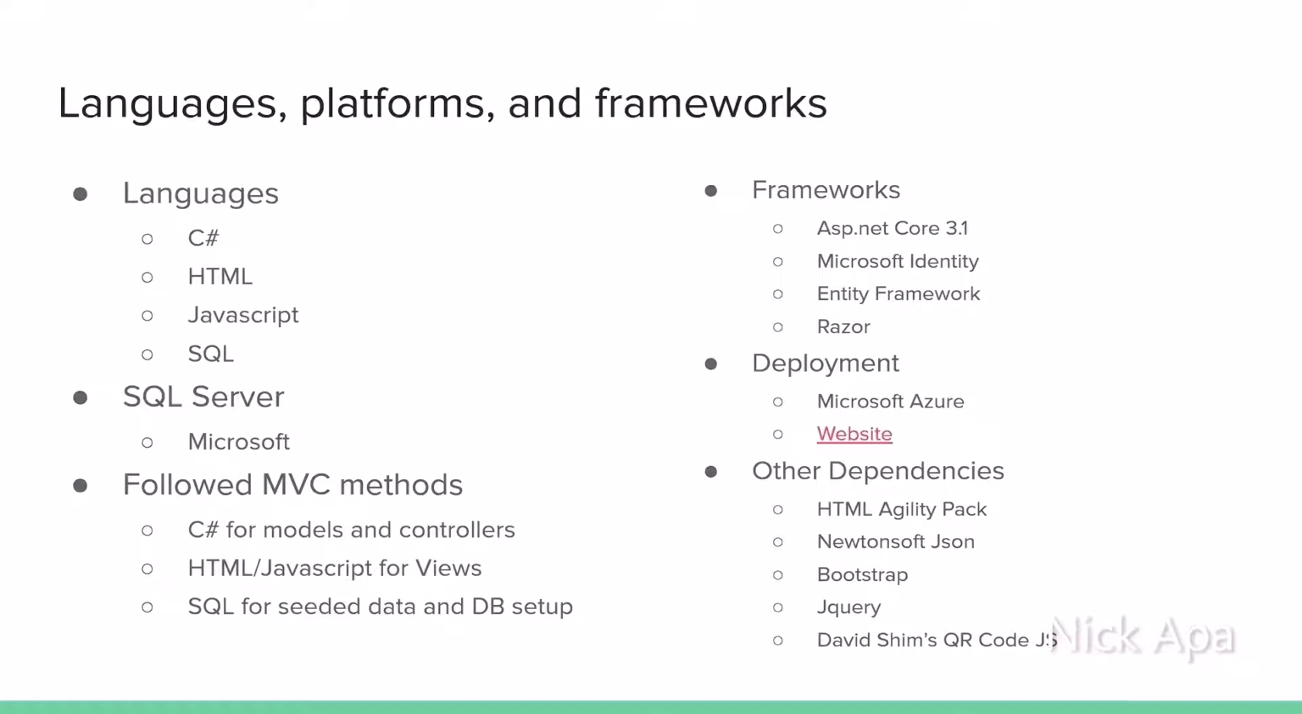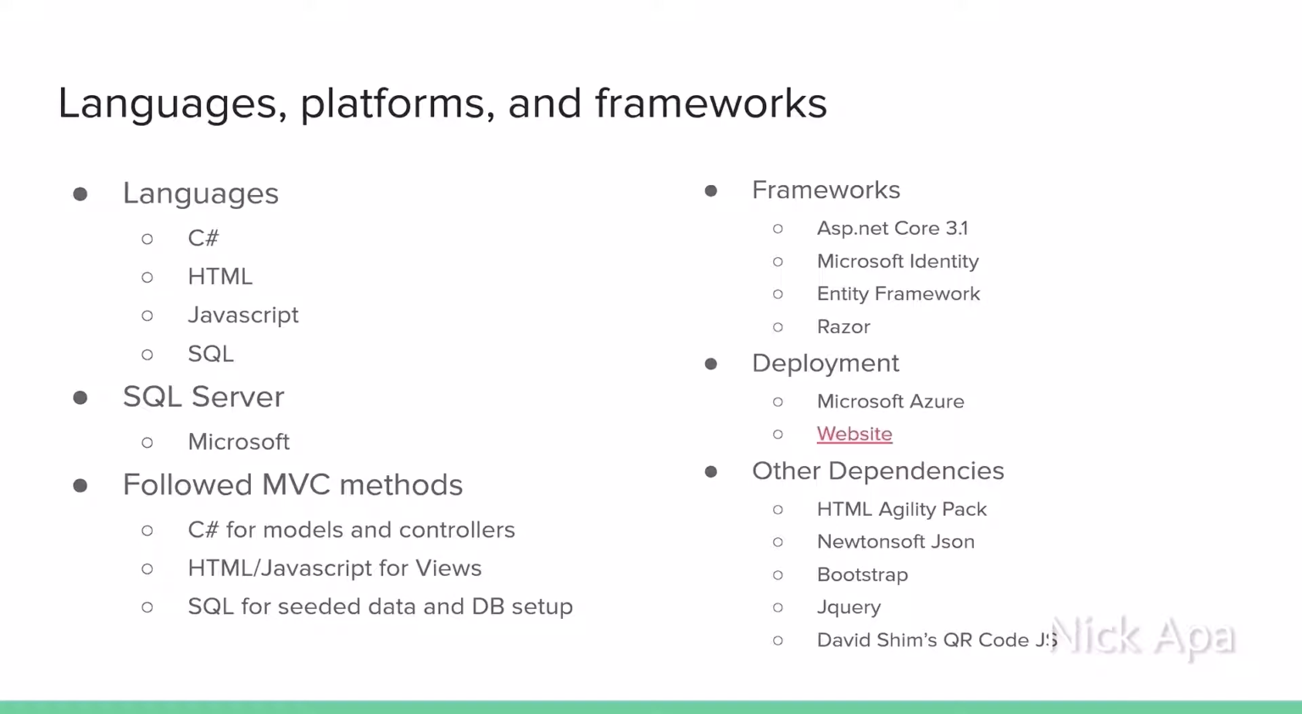When it came to frameworks, we used ASP.NET and .NET Core 3.1 for our website. We used Microsoft Identity, and that helped us keep track of users and logging in and making sure that there was no issues there. We used the Entity Framework to scaffold all of our information that we got from our database, and we used Razor when it came to the HTML and CS working together. For deployment, we used Microsoft Azure.